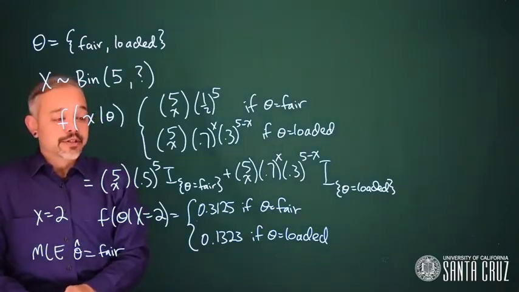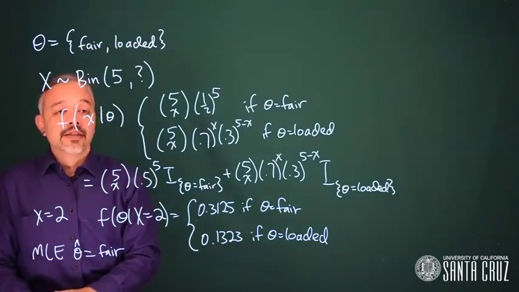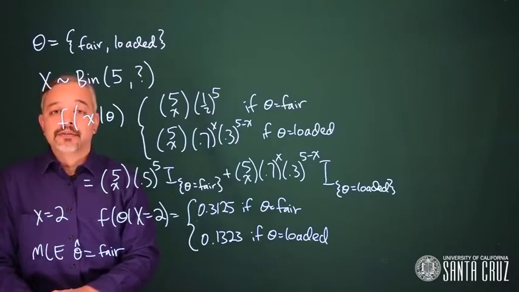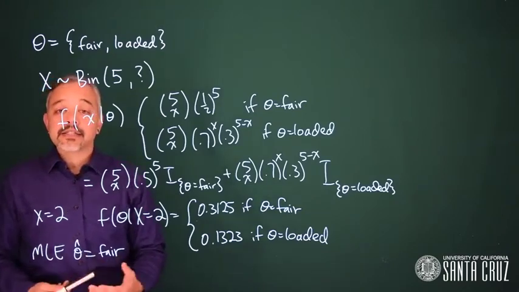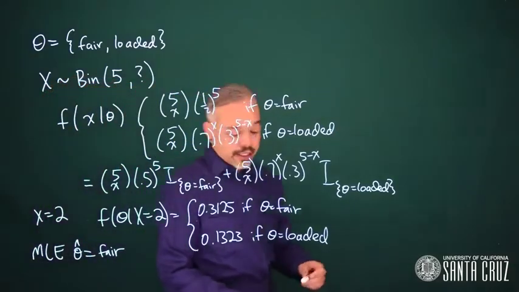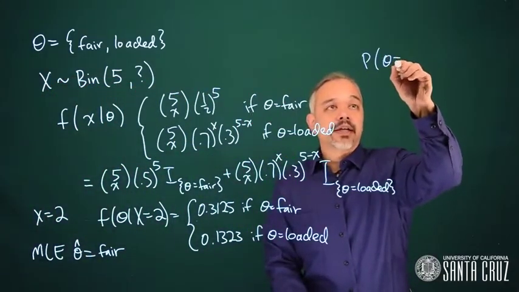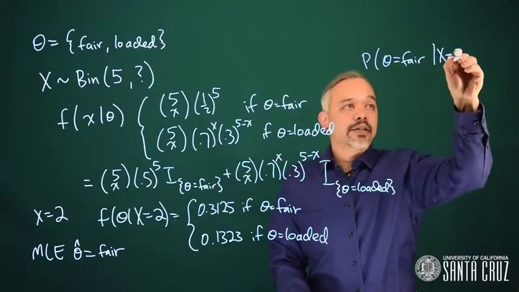That's our maximum likelihood estimate. Given the data, it is most likely that the coin is fair. That's a good point estimate, but then how do we answer the question, how sure are you? This is not a question that's easily answered in the frequentist paradigm. Another question is that we might like to know, what is the probability that theta equals fair, given we observed 2 heads?